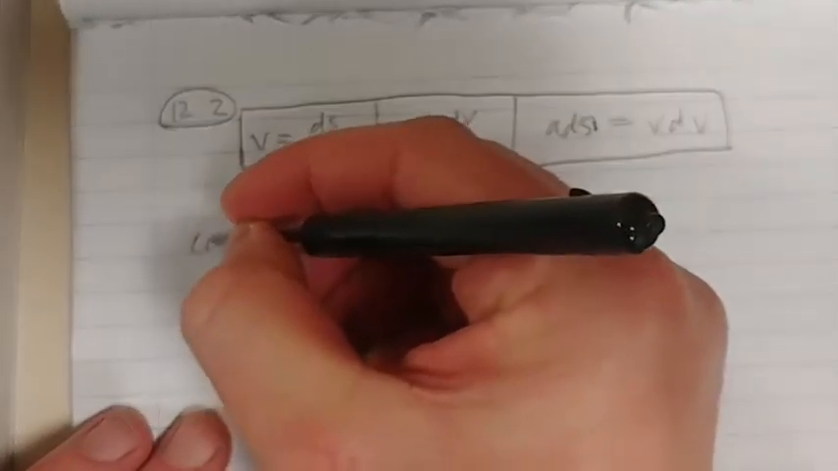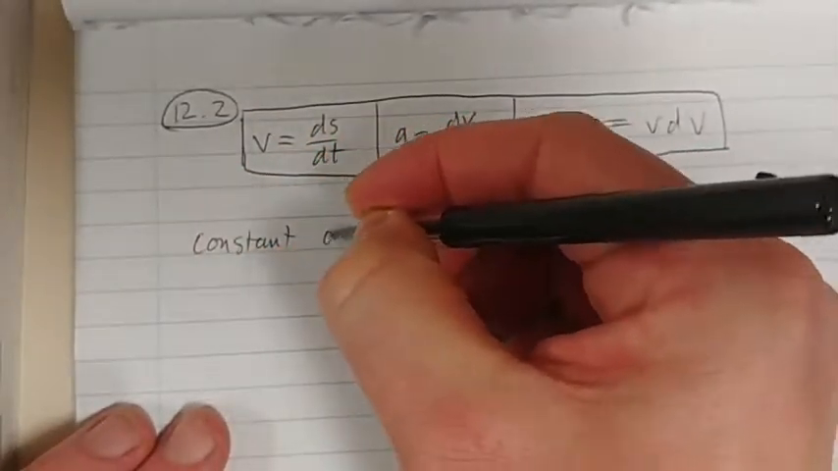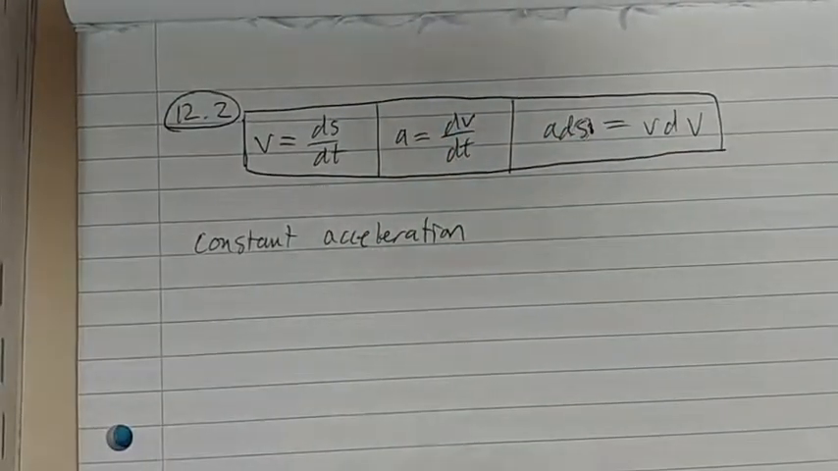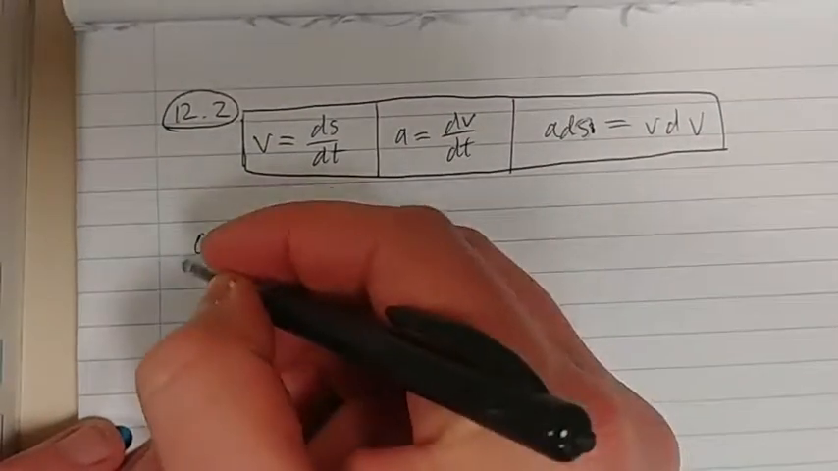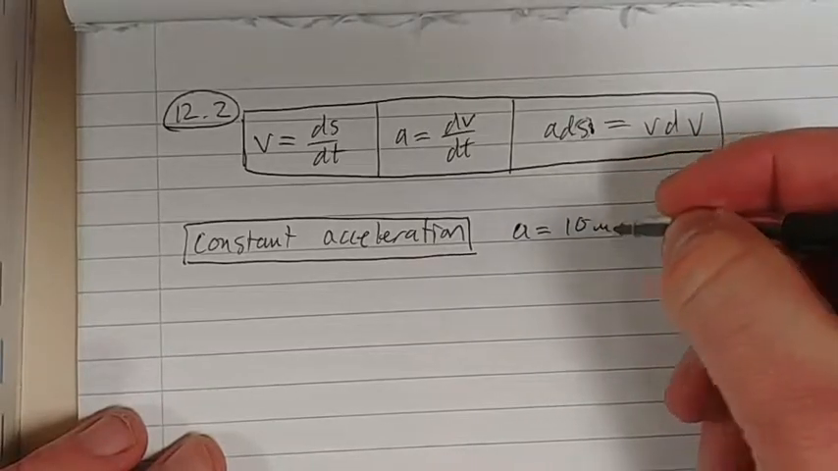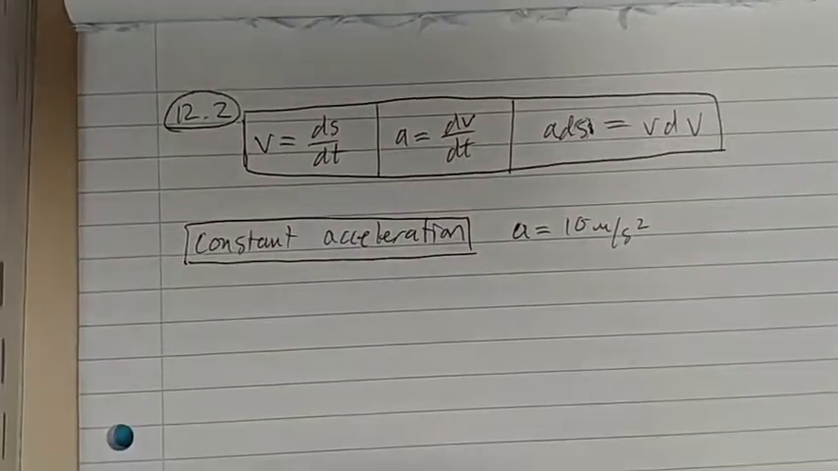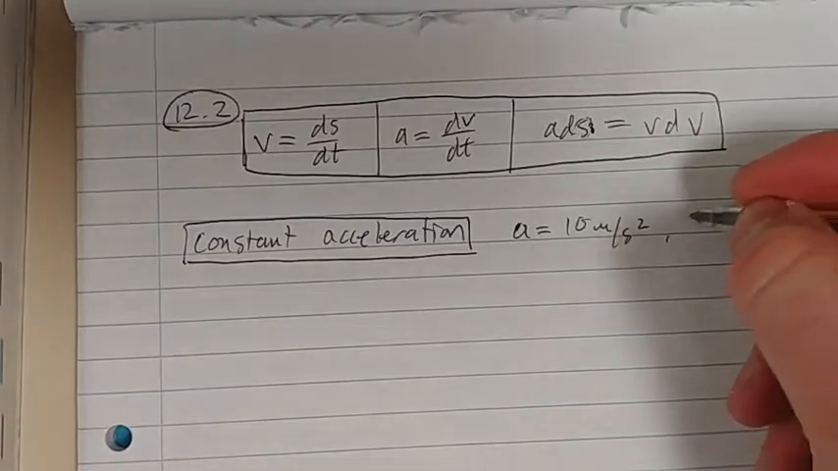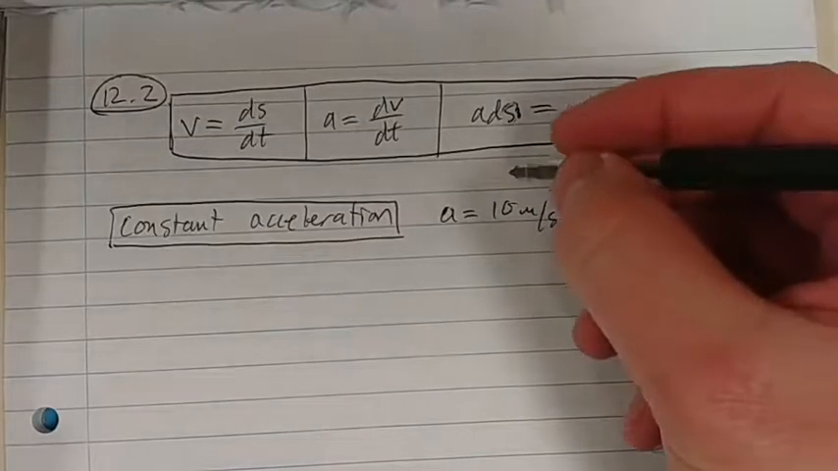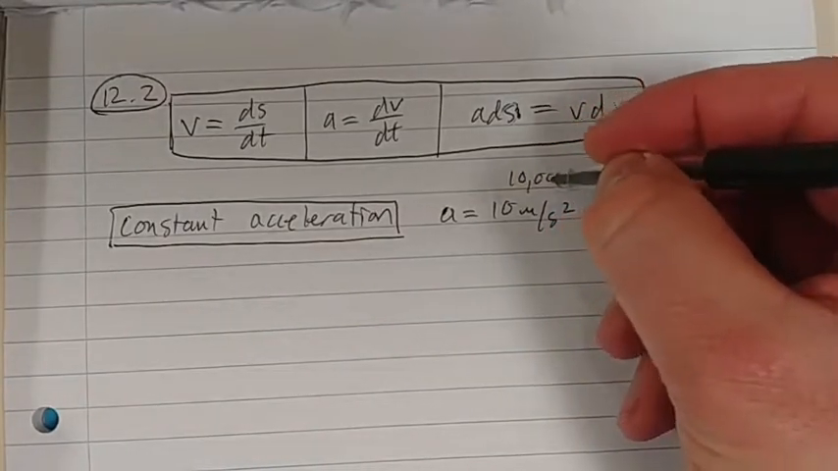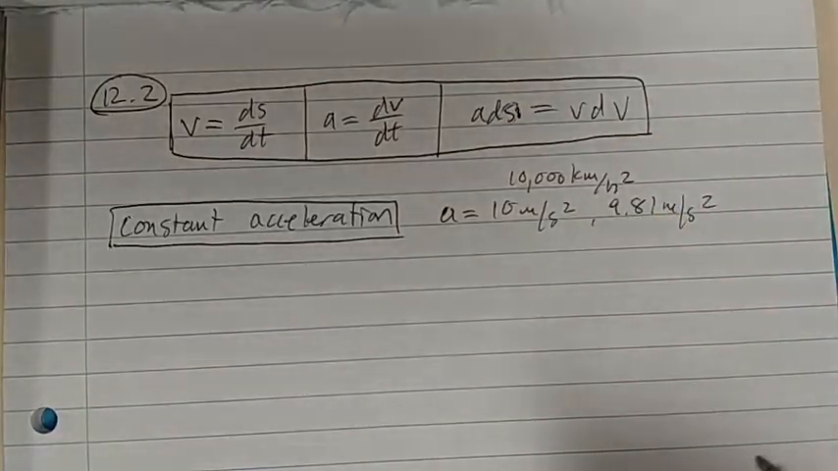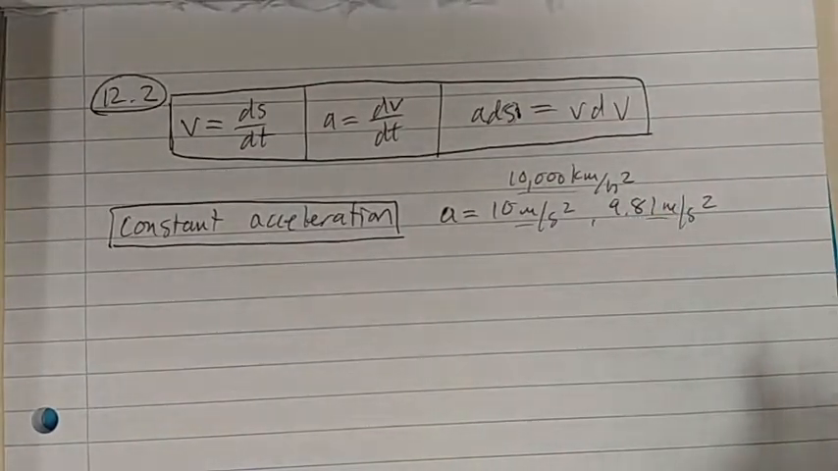But if we have a situation where we have constant acceleration, for example, a is 10 meters per second squared, or 9.81 meters per second squared, or 10,000 kilometers per hour squared, something ridiculous like that. These are all constants.